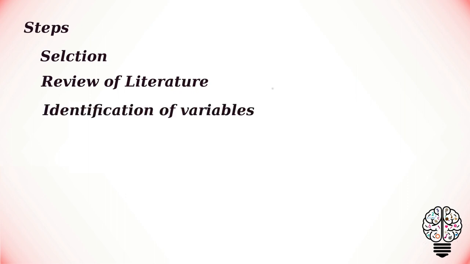Let us take a look at the steps followed in ethnographic research. The ethnographic research begins with selection of a culture. The researcher selects the culture or population according to his or her interest. Then the researcher reviews the literature pertaining to the culture to get a brief idea and historical sketch of the culture selected for study. The researcher then identifies variables which interest him or her as well as the members of the culture that need to be explored.